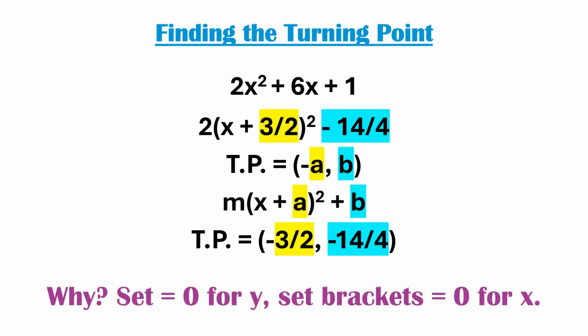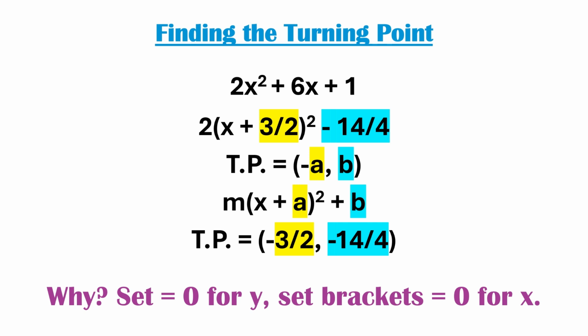Well, this works because you want the brackets to be equal to 0 for the minimum value. So you'll do whatever cancels out the 3 over 2, which would be the negative version of it. And then your y term would be whatever's left over after that, which would be the negative 14 over 4.